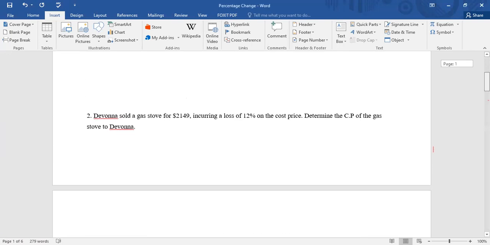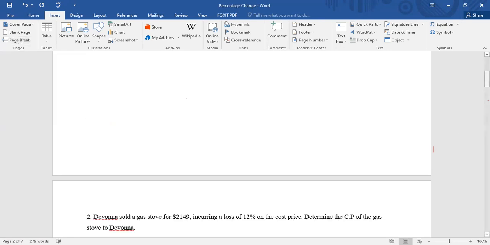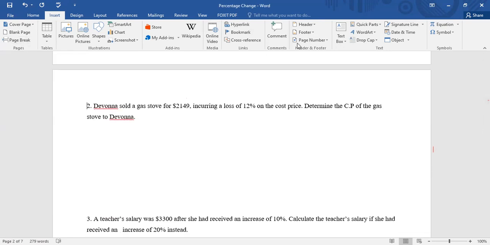All right, good. So here we have another example. Devana sold a gas stove for $2,149, incurring a loss of 12% on the cost price. So she made a loss. Determine the cost price of the gas stove.